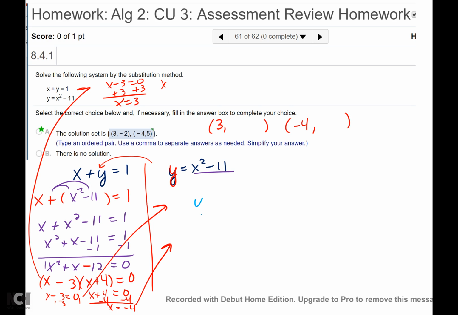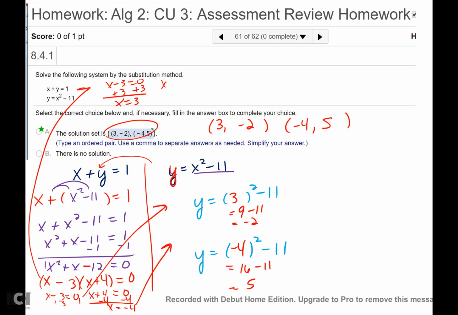So I'm going to have y equals x squared minus 11 and y equals x squared minus 11. I'm going to plug in 3 the first time and -4 the second time. That's going to be 9 minus 11, which is -2. That's going to be 16 minus 11, which is 5. And that's where they got their 2 ordered pairs.